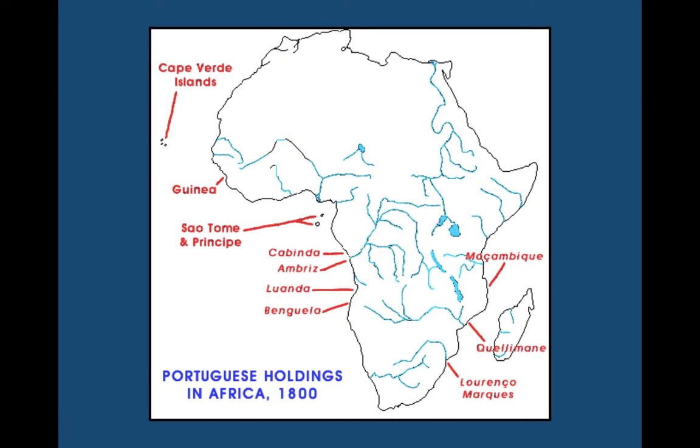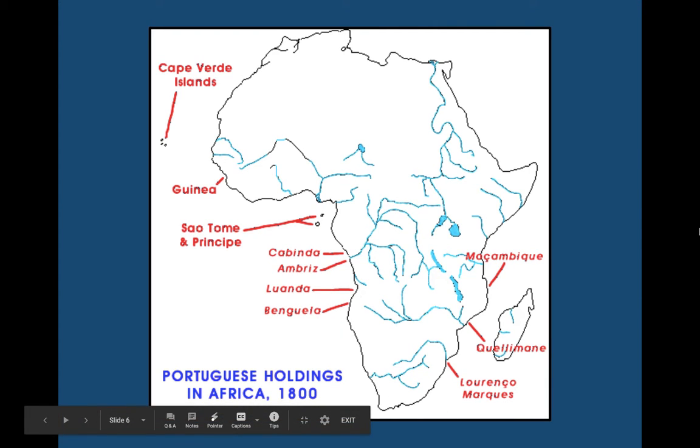Okay, so this right here shows the Portuguese holdings in Africa around 1800. So what they did is they just pretty much set up trading posts. So Portugal is sitting like right up here, just off this map here, and they set up trading posts so the ships could stop and refuel, resupply, I guess, and get the things they needed before they went over to Asia. So that's why that's going on there.